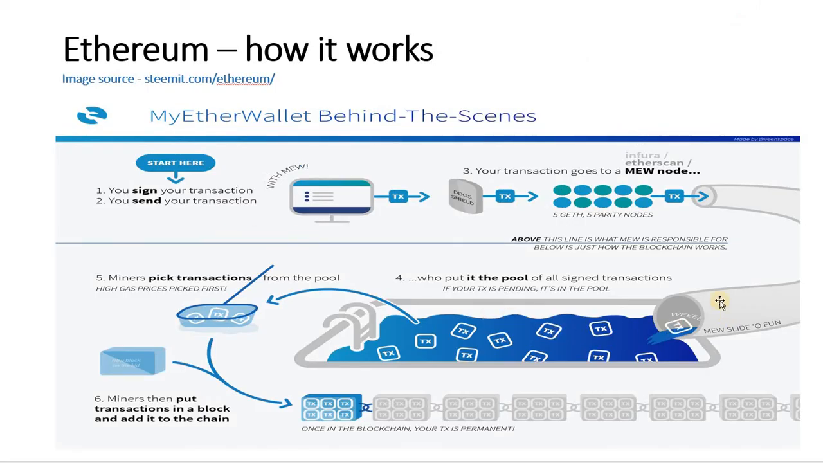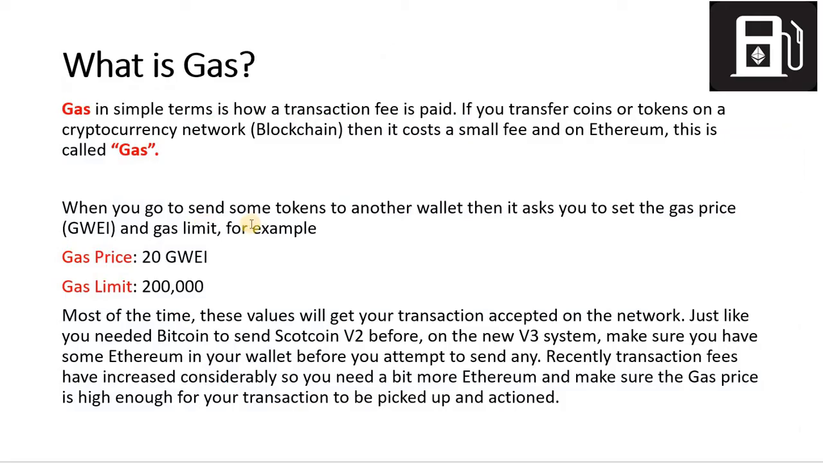Now, the Ethereum pool, this is just like a little picture to show you what happens with Ethereum. You start your transaction here, it goes through this process, lands in the pool, see all the transactions here. Now, the transactions with the highest gas price get picked first, and the transaction goes through faster and gets added onto the blockchain. Now, what's gas? It's basically how a transaction fee is paid.